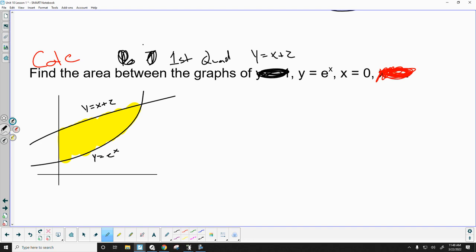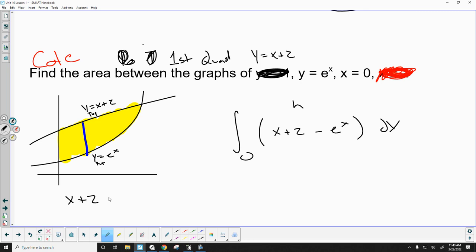Okay? Again, just like the last problem, I have three of the four parts of the setup. I have my height, y top minus y bottom. The y on the top is x plus 2. I have the bottom, which is y equals e to the x. I have the start. I can attempt to find the intersection by setting the equations equal to each other. Yikes, don't know how to solve that equation. So what do? Yeah, you find the intersection using your calculator.